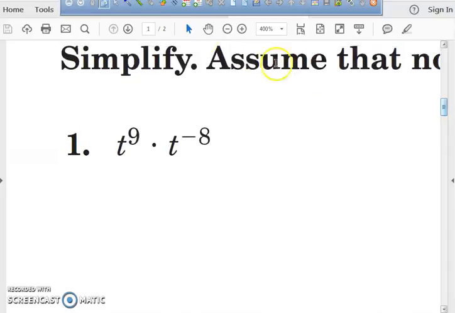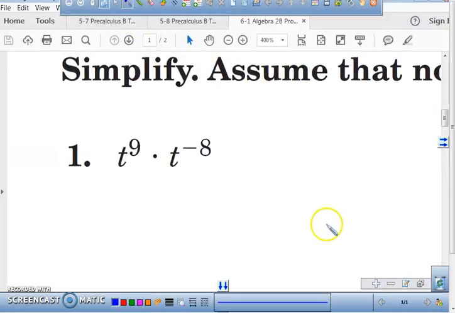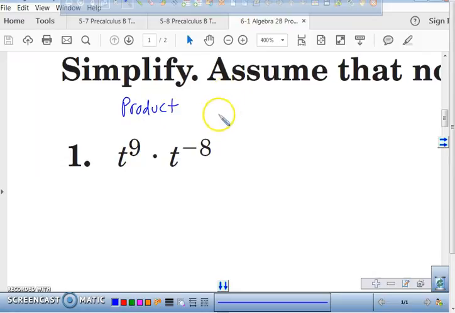So right now, we're going to look at problem number one, and it says t to the power of 9 times t to the negative 8 power. Before we do it, don't tell me the answer, but what property is being used? Power to the power? Nope, just the product property. Alright? So right here, the product of powers. Very good. Product of powers, right? In your journal.